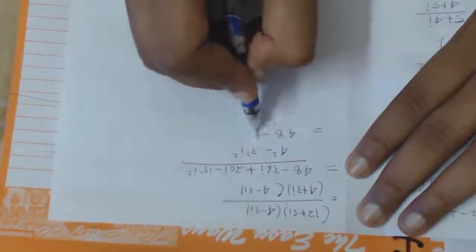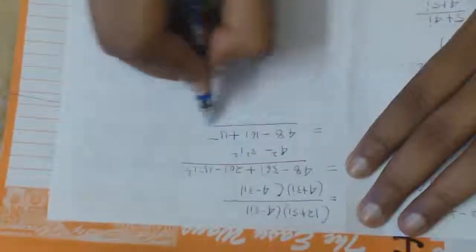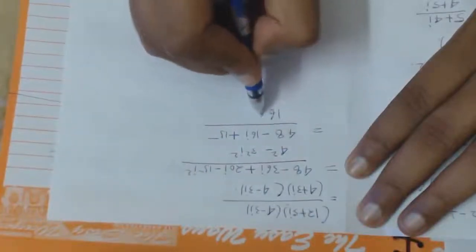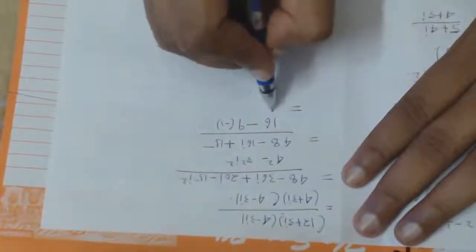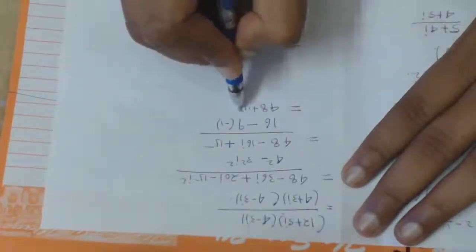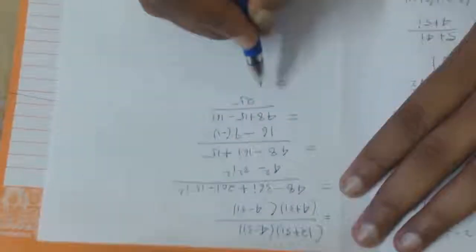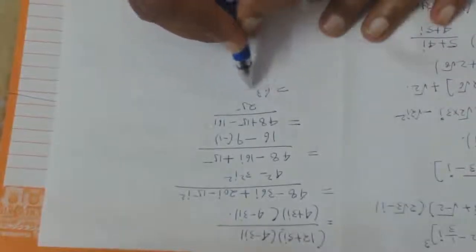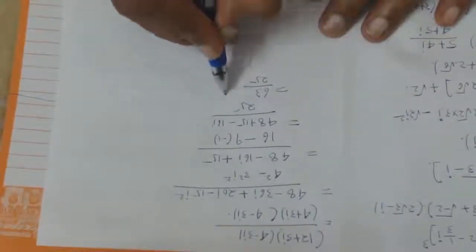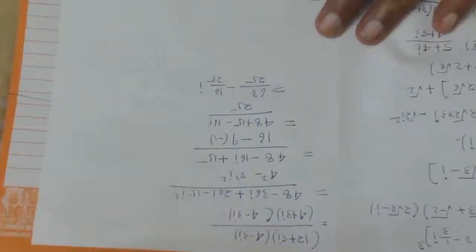This is 48 minus 16i plus 15 over 4 square, 16 minus 9, iota square is minus 1. 48 plus 15 minus 16i upon 25. 48 plus 15, 63. 63 over 25, minus 16 over 25 iota. This is standard form.